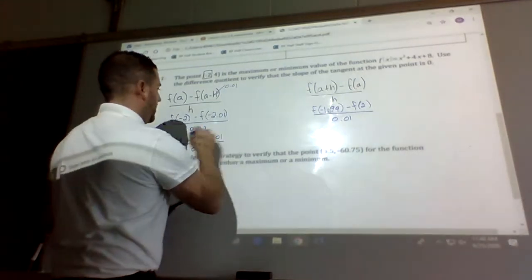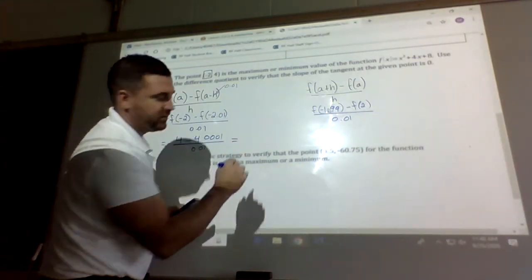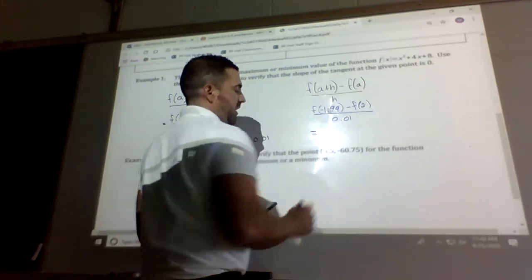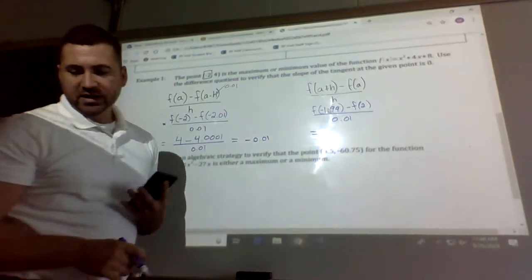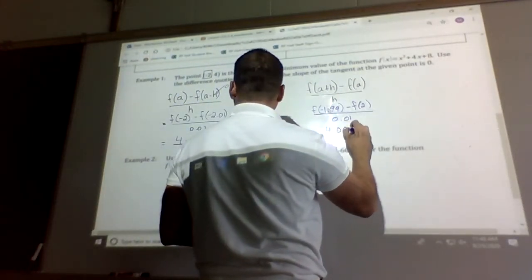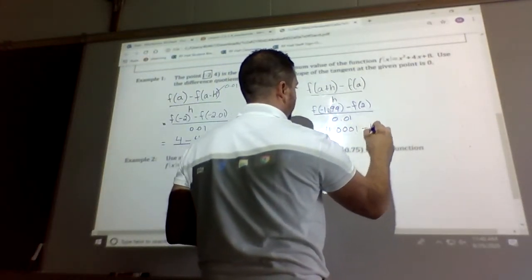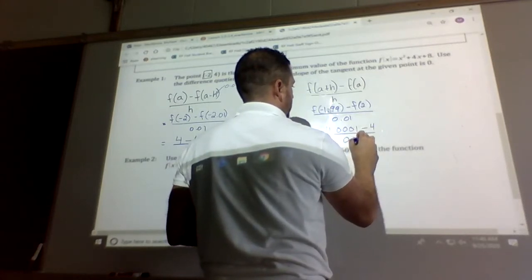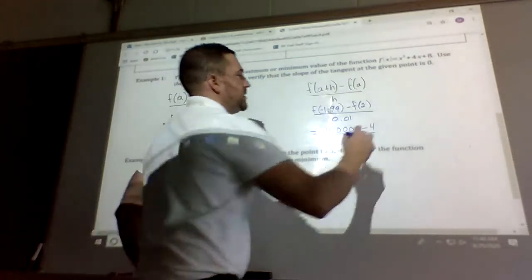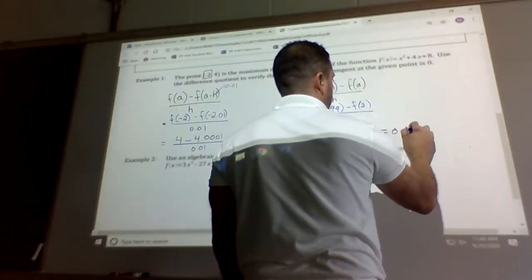And when you work this out, you get an answer of -0.01. Likewise here, if you plug in -1.99, you get 4.0001. Subtract 4. Divide by 0.01. If you do that, you get positive 0.01.